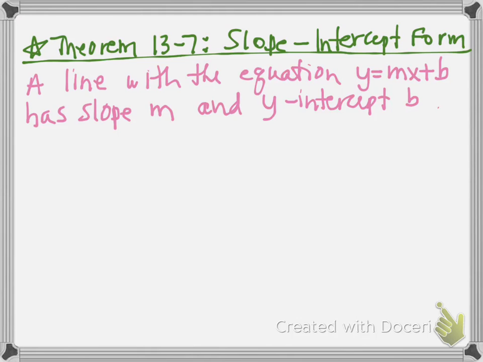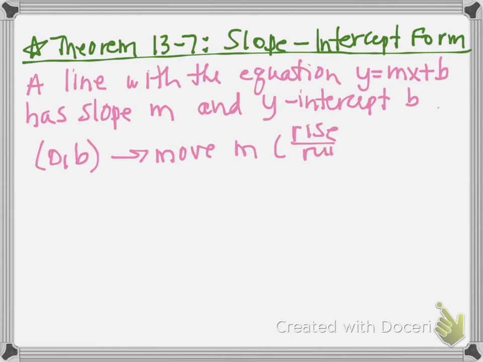So again, we're going to take 0, b, we're going to graph that first, and then we're going to move the slope value, which we're going to be thinking of as rise over run. We're going to write it as a fraction, and then we'll be able to graph. Now, there's a third way that doesn't have a special name, how we would graph, that we used last year, and it's probably not in your book, because most people rely on these two methods.